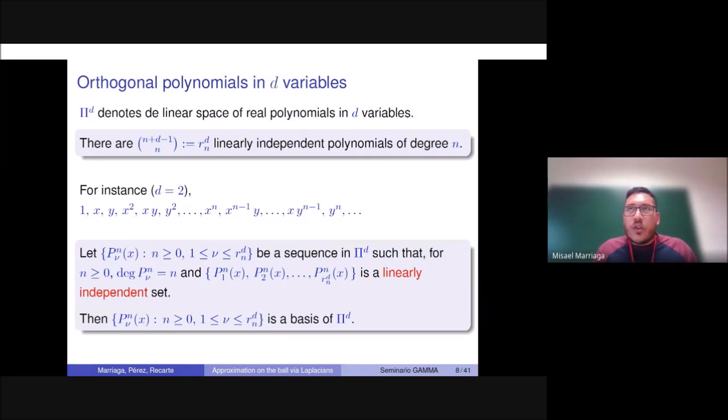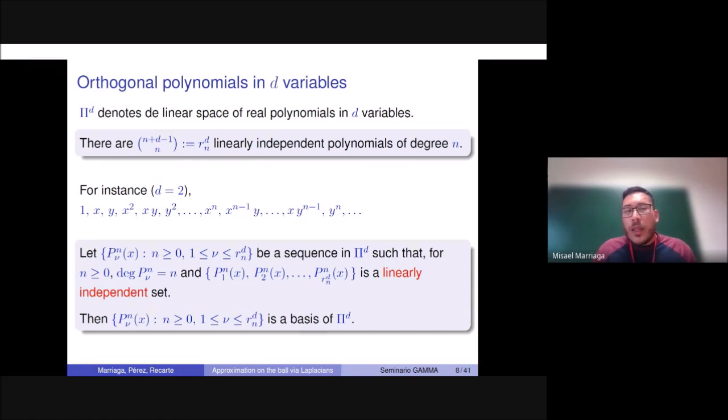But there is no natural order for the monomials in more than one variable. So there's one difference with the univariate case. Here, for instance, there's one monomial of degree 0, two monomials of degree 1, three monomials of degree 2, and in general, there are n plus 1 monomials of degree n. And like I said, there's no natural order for the monomials.